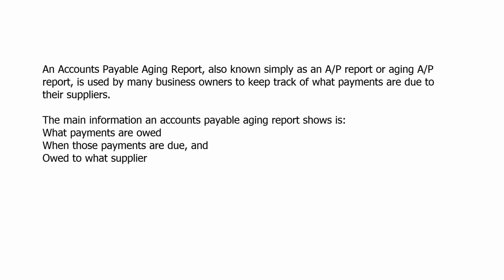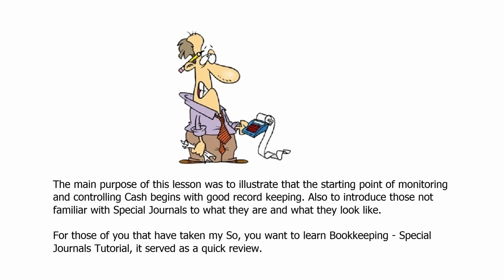Accounts Payable Aging Report. An Accounts Payable Aging Report, also known simply as an AP report or Aging AP report, is used by many business owners to keep track of what payments are due to their suppliers. The main information an Accounts Payable Aging Report shows is what payments are owed, when those payments are due, and owed to what supplier.